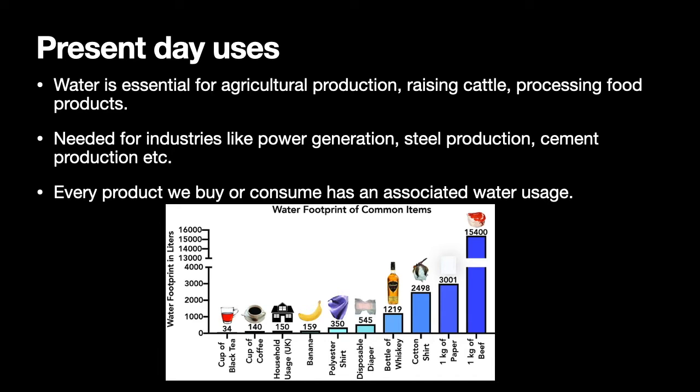A surprising thing you can see in the plot here is that on the rightmost side, to produce 1 kg of beef, we require about 15,000 liters of water. Just imagine that. So similarly, every product that we consume or buy has an associated water usage.